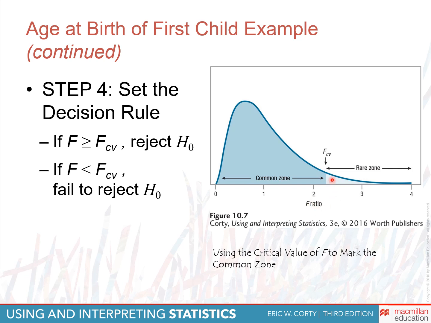So if our test statistic F falls in the rare zone, meaning that it's greater than the critical value of F, we know that we're going to reject our null hypothesis, because it's very rare that we would get a test statistic like that if the null hypothesis is true. If we find, on the other hand, that our test statistic F is less than our critical value of F, we know then that we're not going to reject the null hypothesis. So this is our decision rule. We come up with the critical value of F. We're going to compare it to a test statistic F, and we use that to decide whether or not to reject the null.